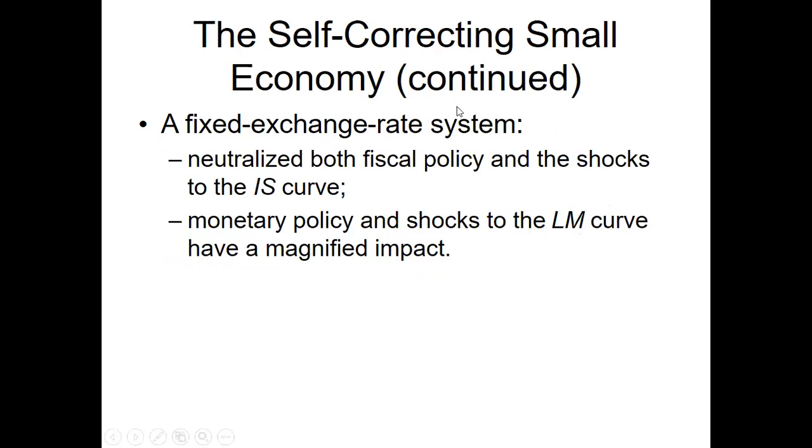Then for a self-correcting small economy, in a fixed exchange rate system, fiscal policy, which is the set of policies coming from our government, in terms of taxation and government regulations, would be neutralized because it is more on monetary policy, and then shocks to the investment and supply curve. So that would iron out investment and supply because we are focused on the currencies. On the other hand, monetary policy and shocks to the LM, which is the liquidity preference on money, curve have a magnified impact. Take note, this is all about currency, so money is really important. IS and LM is based on a set of Keynesian concepts. Anyway, it will not be discussed here.